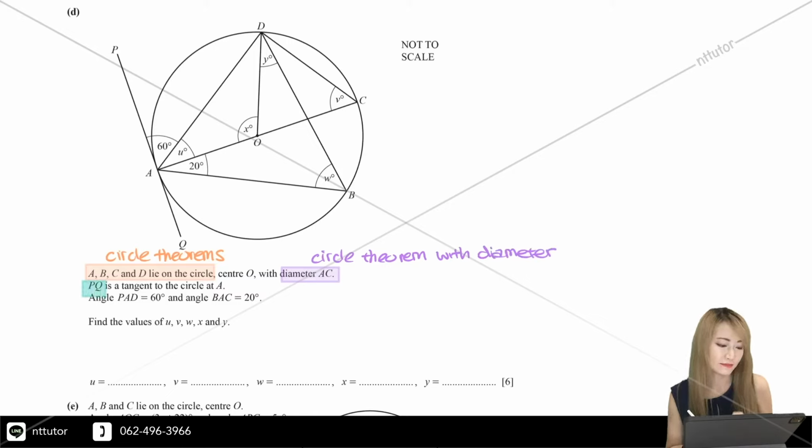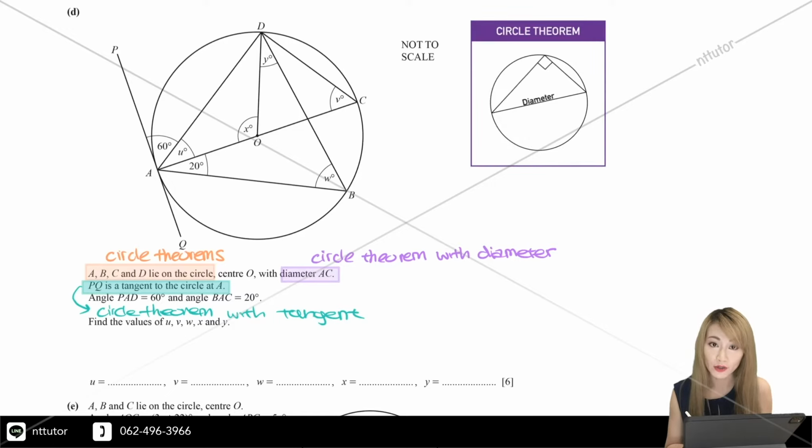And it tells us that PQ is tangent to the circle at A. Again, we can see that, but then it tells us that to remind us that there's a circle theorem we can use with tangents. So if we use a circle theorem with diameter first, any triangle on the diameter and on the circumference of the circle is a right angle triangle. This means that diameter AC, so angle ADC over here must be 90 degrees.